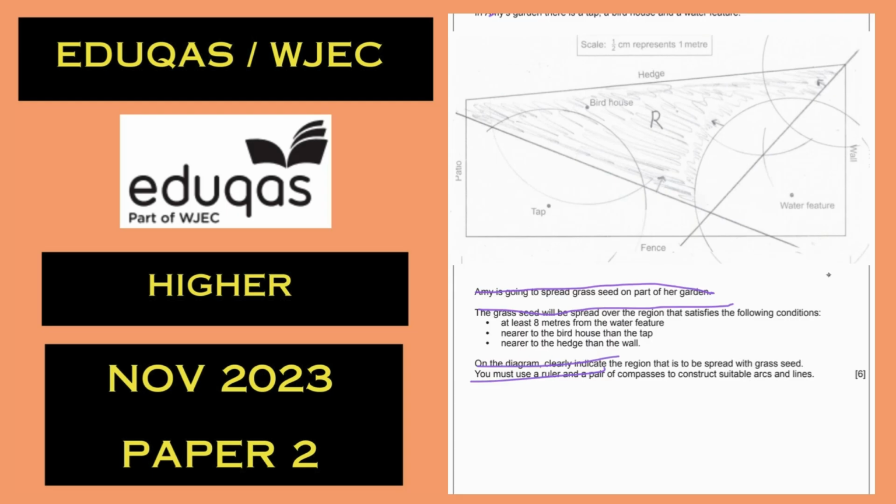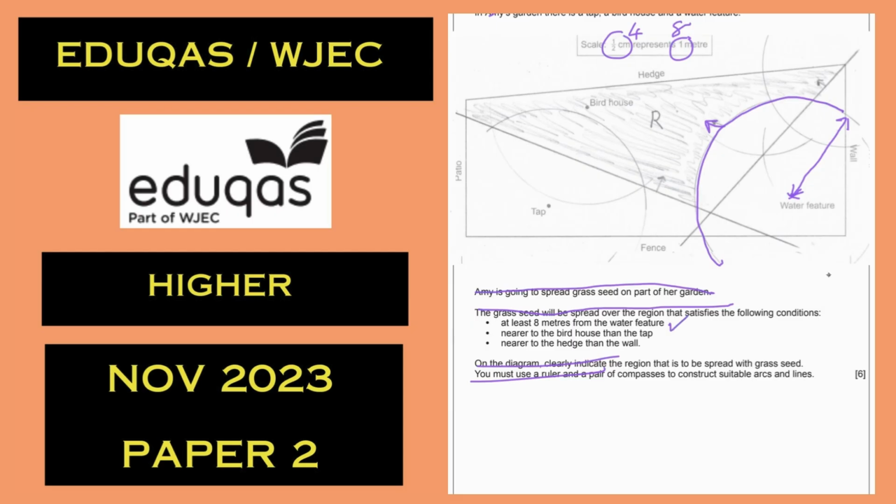It must be at least, in other words, more than 8 metres from the water feature. You need to grab your compasses. 8 metres will be 4 centimetres on your diagram. Set your compass so it is 4 centimetres from metal point to pencil point. Draw yourself that arc in there, and we're looking for that side of that line.